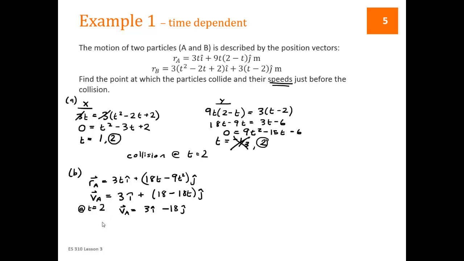Now to find the speed, that's the magnitude of the velocity. So we're going to take the square root of 3 squared plus 18 squared. It's technically the square root of 3 squared plus negative 18 squared, but the negative 18 squared is the same as positive 18 squared. And this is 18.3 if you look it up. And the units would be meters per second, since we're working in meters. Now do the same thing for r_B.